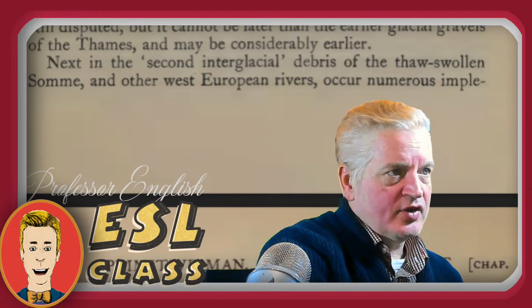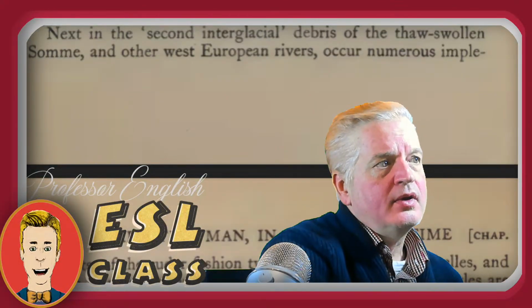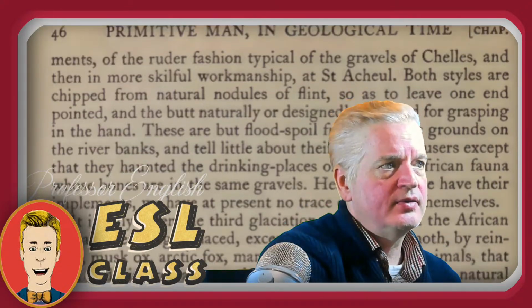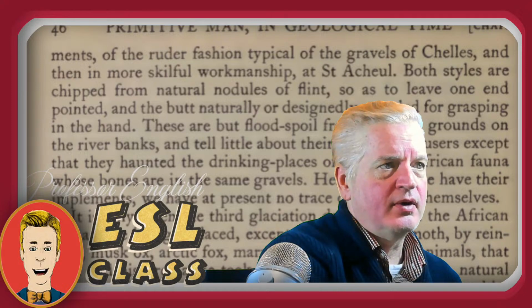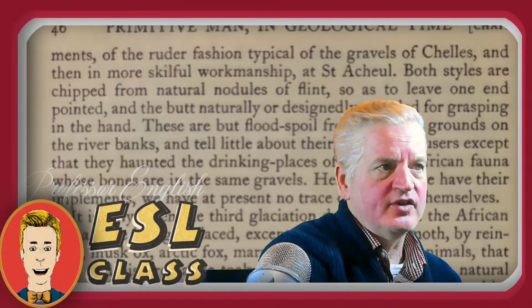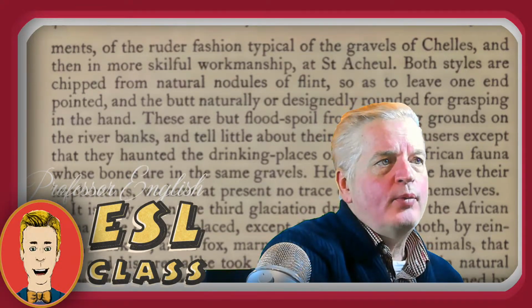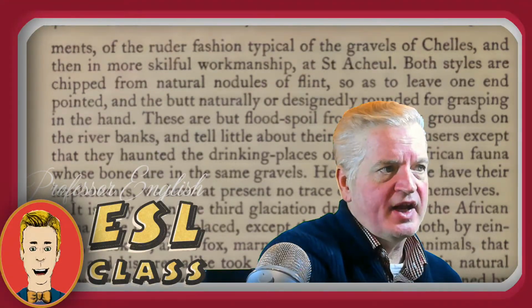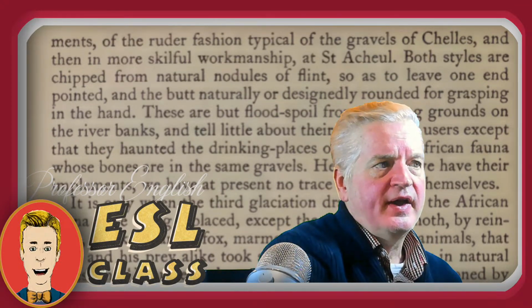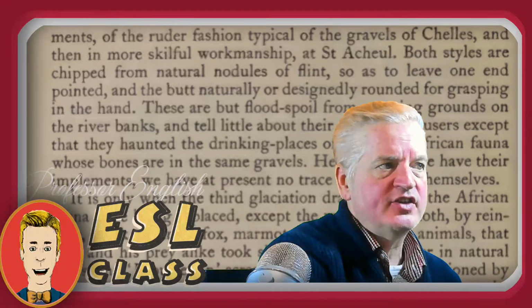Next, in the second interglacial debris of the thaw-swollen Somme, and other West European rivers, occur numerous implements of the ruder fashion typical of the gravels of Chelles, and then in more skillful workmanship at Saint-Acheul. Both styles are chipped from natural nodules of flint, so as to leave one end pointed and the butt naturally or designedly rounded for grasping in the hand.